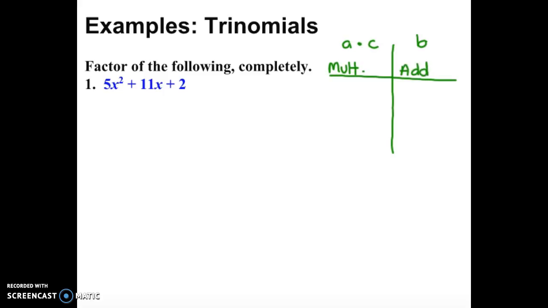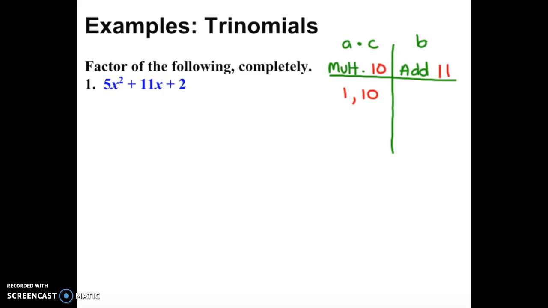In this problem, my a times c, a is 5, c is 2, so a times c is 10. Okay, and b ends up being 11, the number in front of x. So I'm trying to figure out two numbers that multiply to give me positive 10 and add to give me positive 11. You'll figure out the numbers end up being 1 and 10. Okay, 1 and 10. So I am going to use those, but I'm not going to use those to get my answers right away. Here's what we're going to do.